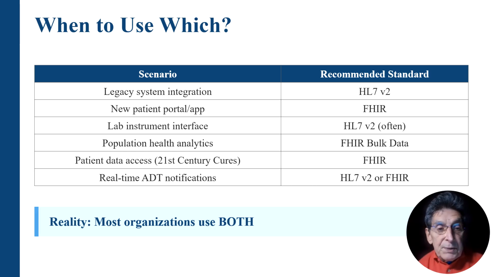Let's think about population health analysis. These are using big data. They're newer, so you're going to expect to use FHIR bulk data. It lets you export large databases for analytics rather than querying record by record. You're not going to do that in V2.